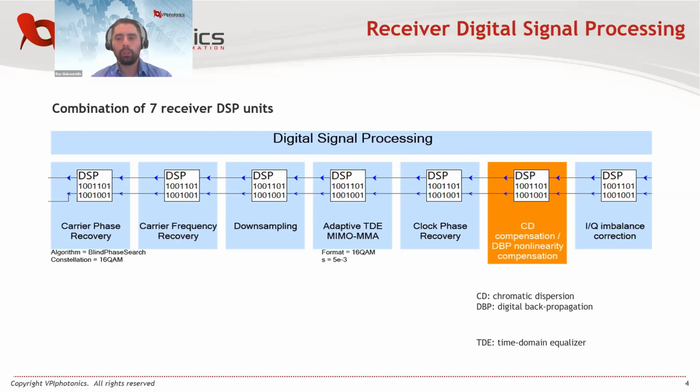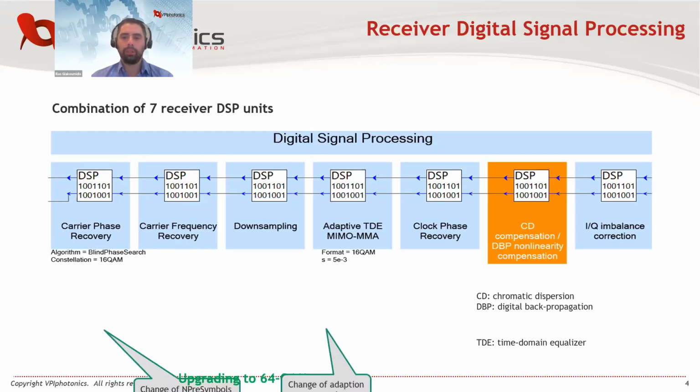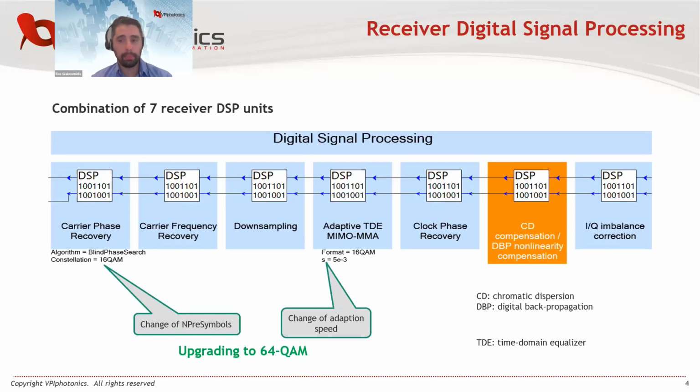So now if we want to increase the order of modulation, for example, from 16 QAM to 64 QAM, for the same transmission distance, then besides the number of bits per symbol and constellation format, we should also change the number of pre-symbols parameter in the blind phase search algorithm that estimates the phase error, and the adaptation speed, or else called step size in the adaptive filter, which changes the tracking capabilities of the algorithm.